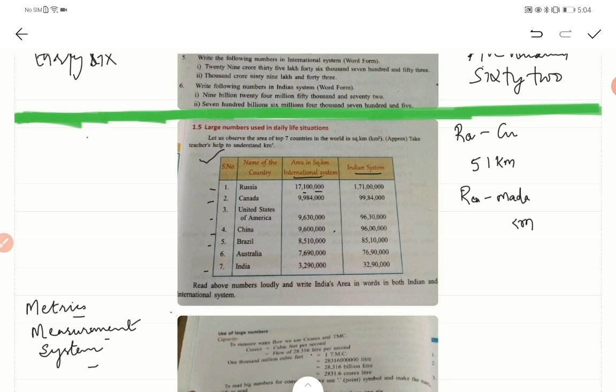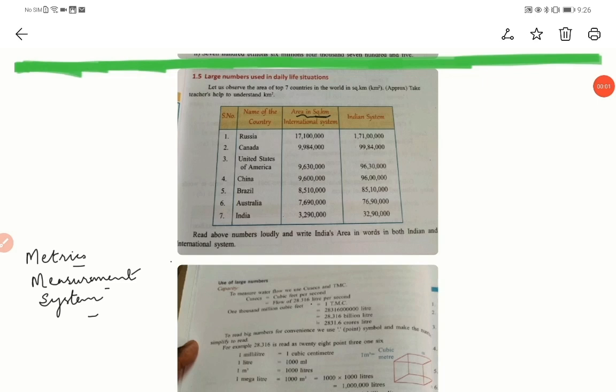In the international system we take three numbers. In the Indian system, first three numbers, then two numbers, and after two numbers we give a comma. In this you have square kilometer. What is a square kilometer? It is the unit of area. Since here you are mentioning the area of different countries, the area unit they are giving is square kilometer. If you take only kilometer, it is used to measure distance.